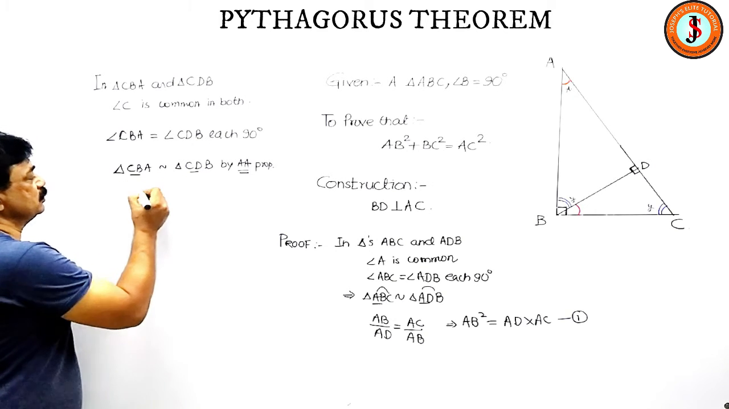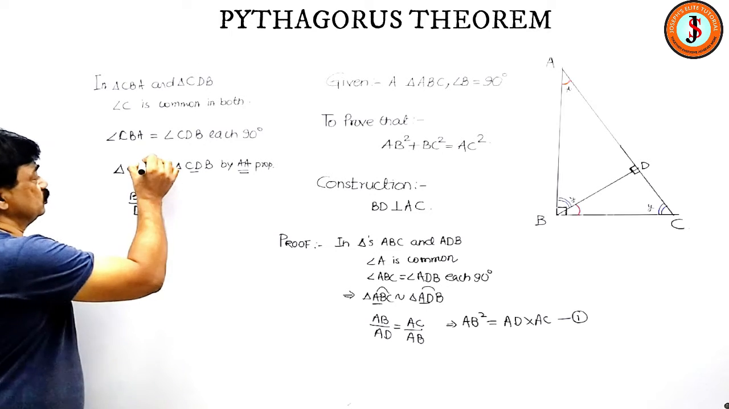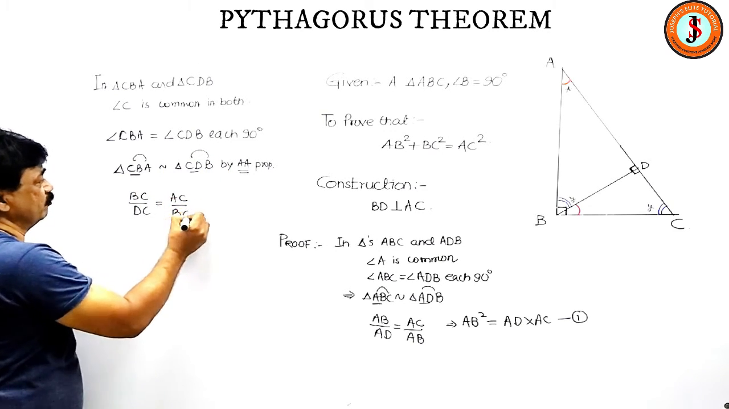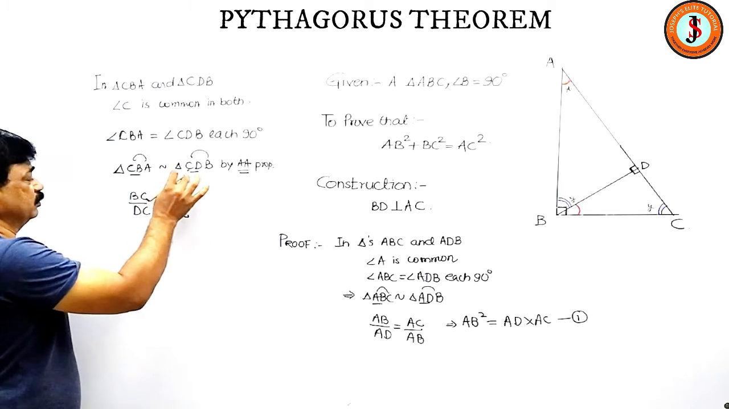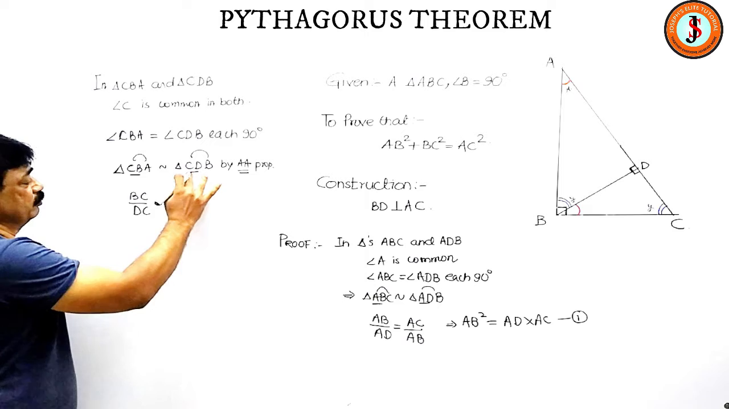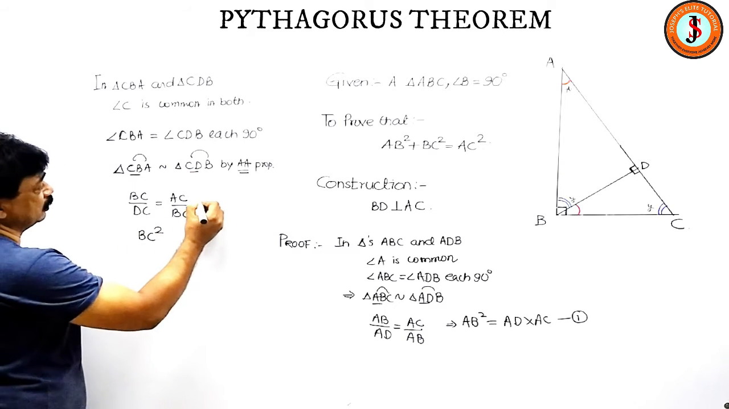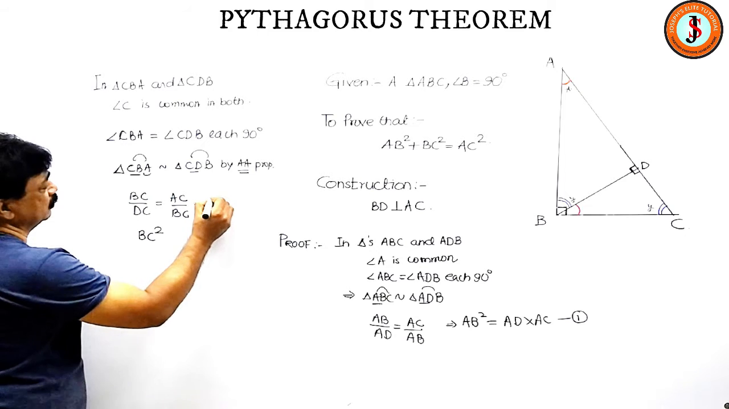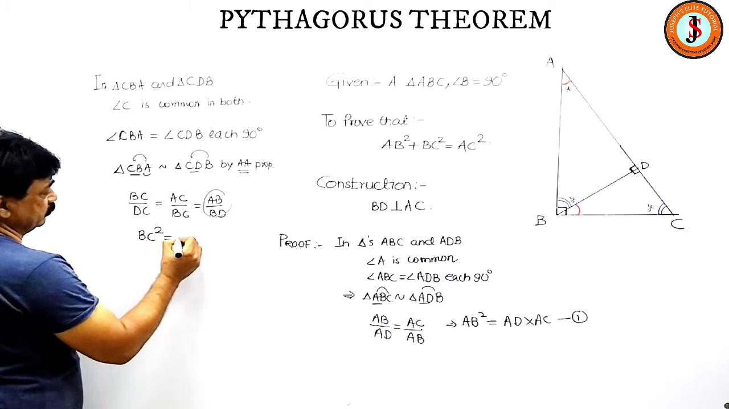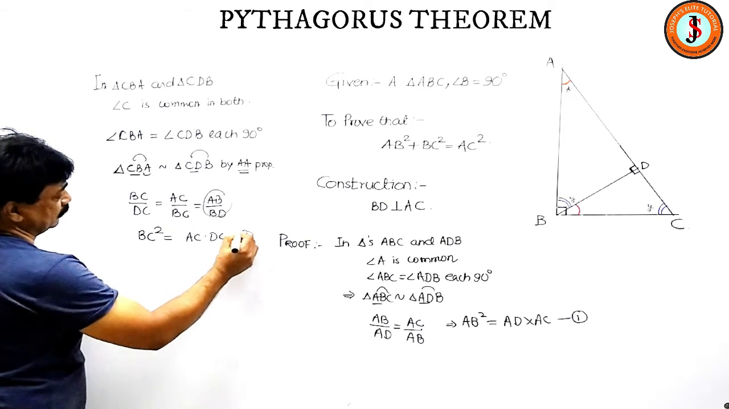So BC by DC is equal to AC by BC. See how I am writing, be careful. I took the first two alphabets for both the triangles and then the extreme two alphabets of both the triangles. Now cross multiply. I am leaving the third part. I would have written AB by BD. So this is not needed. So BC square is equal to AC into DC.